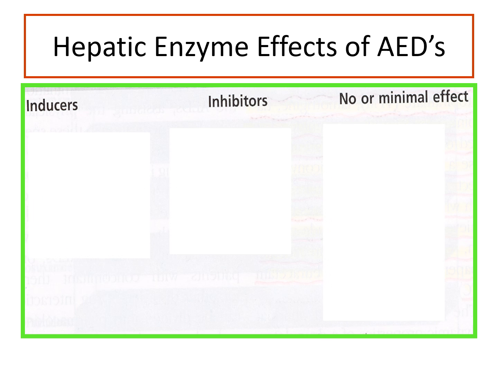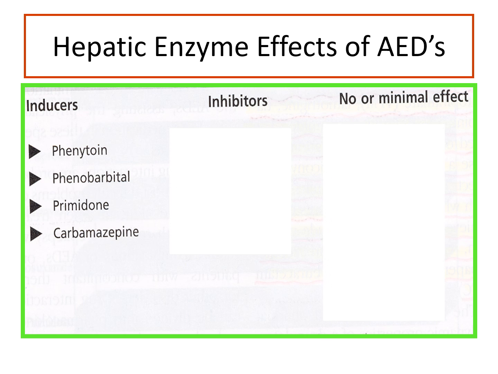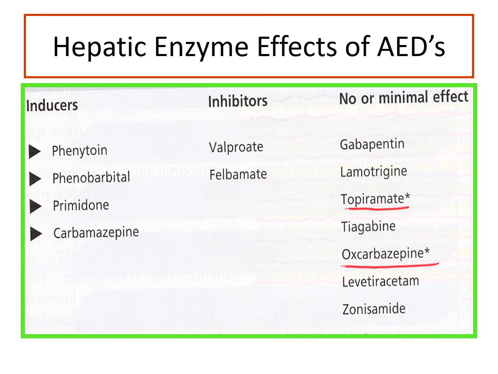Hepatic enzymes: we mentioned some medications that may increase or induce liver enzymes, such as phenytoin, carbamazepine. Barbiturates, such as phenobarbital, can produce as well an increase in liver enzymes. Some other medications can inhibit liver enzymes, such as valproic acid and felbamate. And some other medications have no activity.